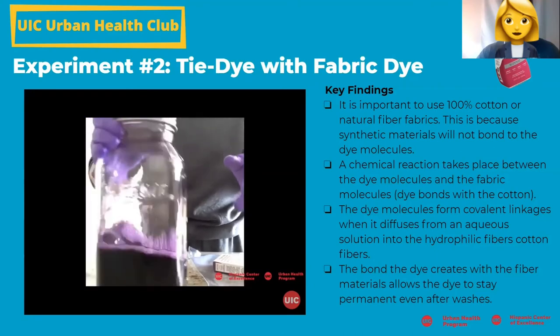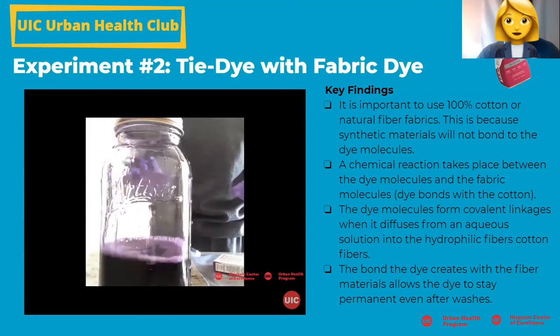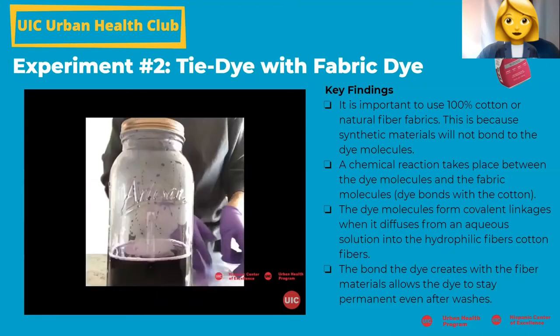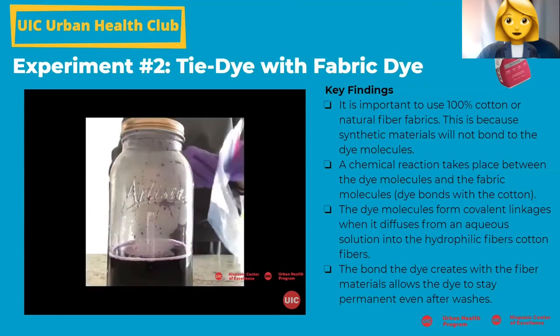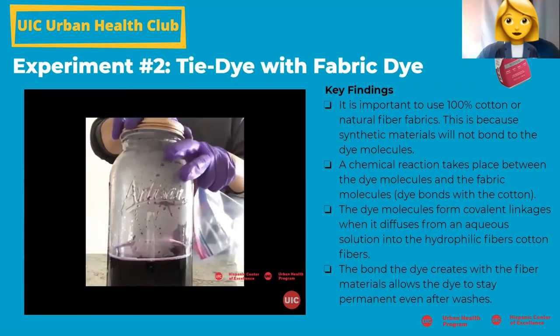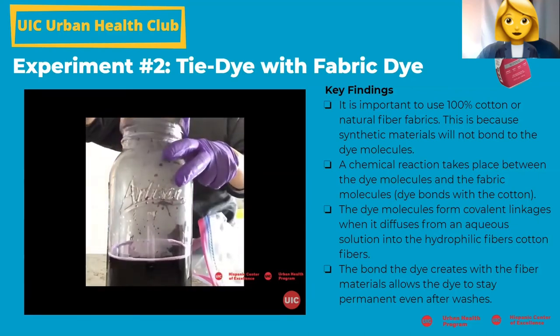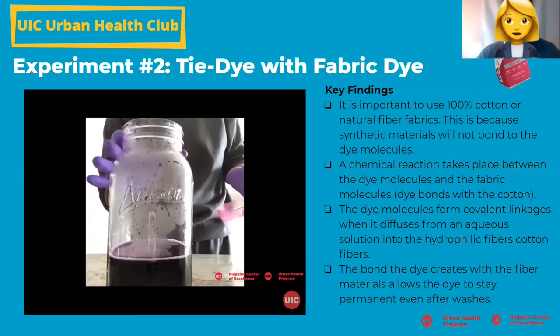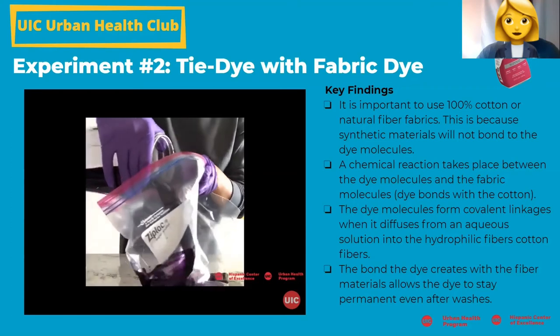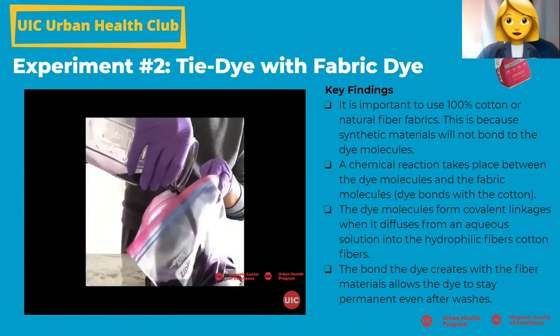If you see, once we shake it, the solution's all even. It's just a purple solution, creating a homogeneous mixture. After that, you can pour it into a plastic bag and fill it up with your fabric dye. Now Donnie will talk a little more about some key findings on the chemistry that's taking place when the dye is applied to the fabric.